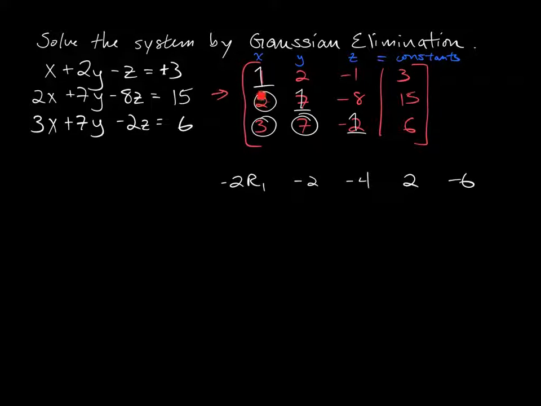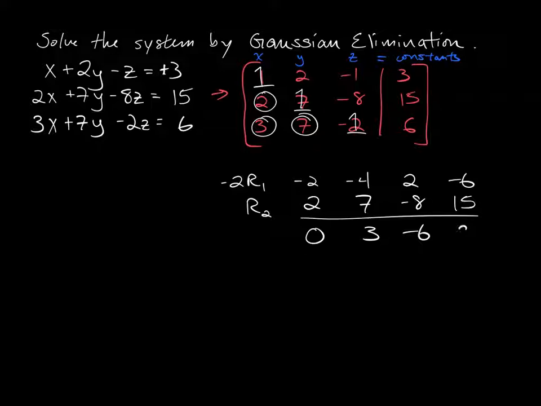Now, since we're trying to get a 0 here, I really want to add this to row 2 because that's where the 2 is and that's where we're trying to get a 0. So row 2 looks like this: 2, 7, -8, and 15. Now if I go and add these 2 rows together, I would get 0, 3, -6, and 9. So what do I do with this? Well, we've got success in getting 0 in the first position. I want to replace this current row 2 with this one. And so when I do that, the matrix will look something like this.